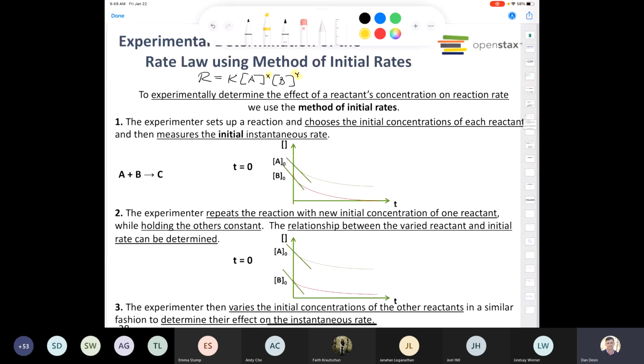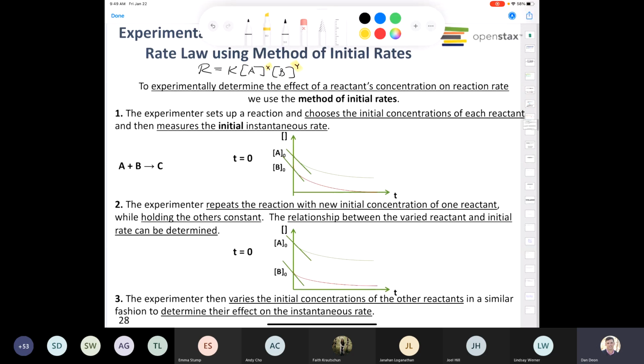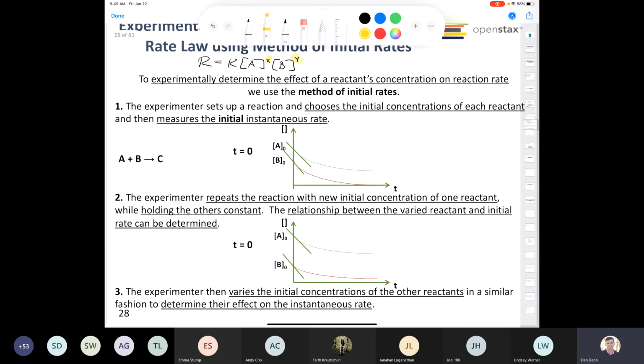Well, the answer is that we would use what's called the method of initial rates, okay? And there are a couple of steps that you need to do to use the method of initial rates. So first, you set up a reaction. You choose the initial concentrations of both of the reactants, right? A and B. And you measure the instantaneous rate, or the initial rate. You know their concentrations, you measure their initial rates, okay?